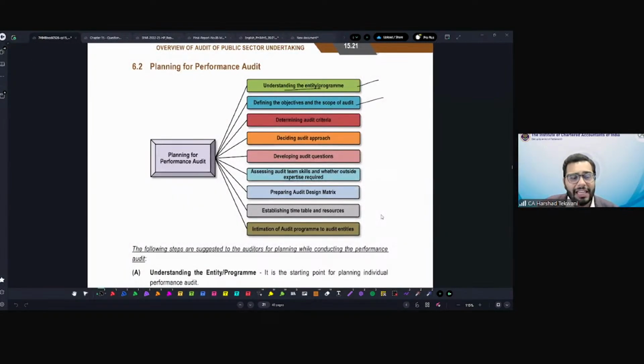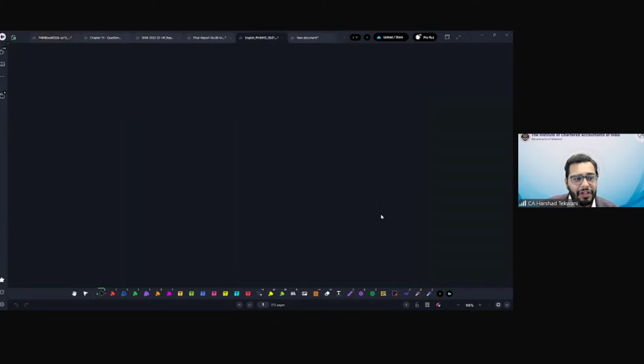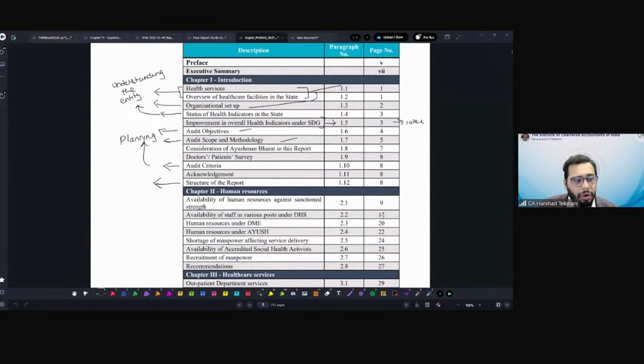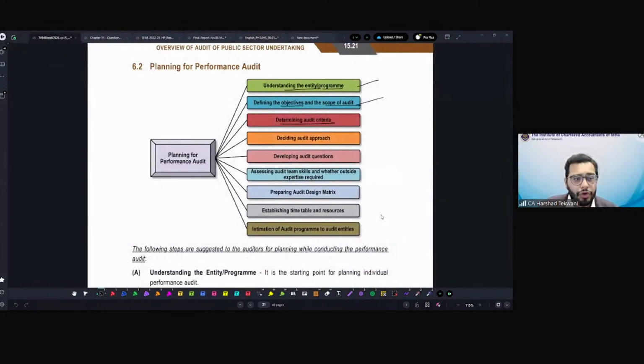So after understanding the entity and program, you define the objectives and scope of the audit. You determine the audit criteria. In a similar way, we have the audit criteria over here. This is the audit criteria we have determined. You determine the audit approach. In methodology also, we determine the audit approach: what we are going to audit, which departments, which villages, what is the approach that we are going to follow. Questionnaires, physical visit, field visit, collecting evidence, photographs, everything.